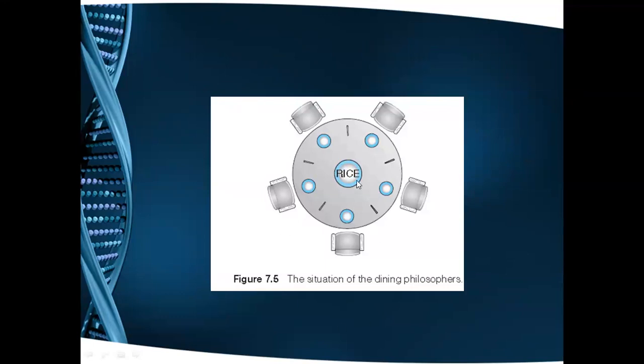So this is the structure. On the dining table, we have rice. Here are 5 chairs, and 5 philosophers are sitting. This one is a chopstick. There are 5 chopsticks on the table. Consider that whenever this philosopher is hungry, he has to pick up this chopstick and this chopstick for eating. Suppose this chopstick is currently used by another philosopher; then he has to wait until the chopstick becomes free. This is a problem.